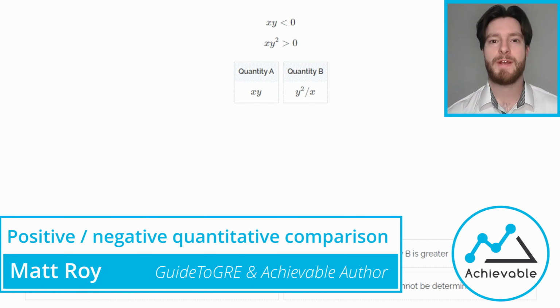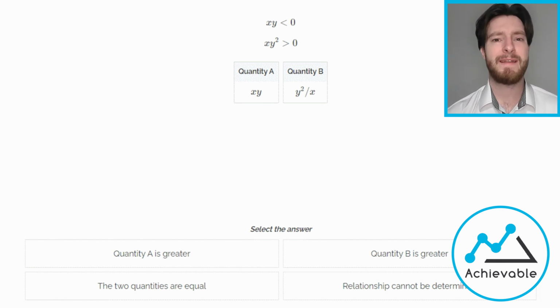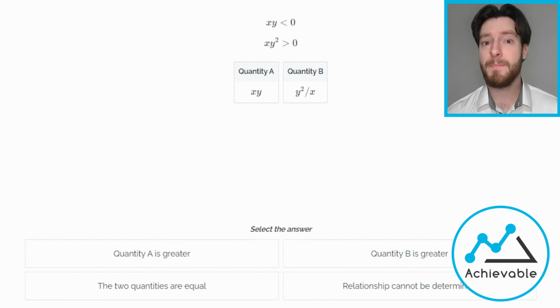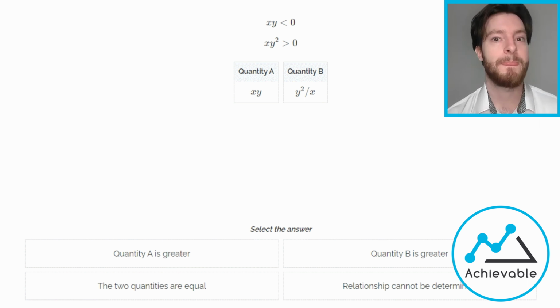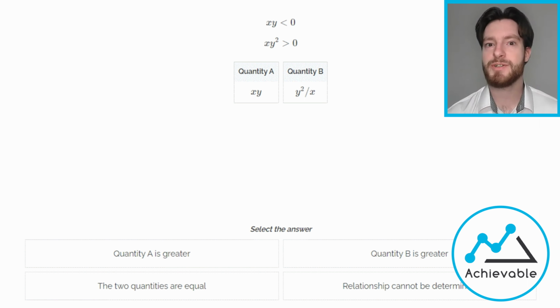This quant comparison question looks seemingly difficult. Really, quantity A and quantity B can't be solved exactly. But remember, in quant comparison questions, it may not be about solving for A or B. It may just be about proving if A or B can be greater. So let's look at the two constraints.